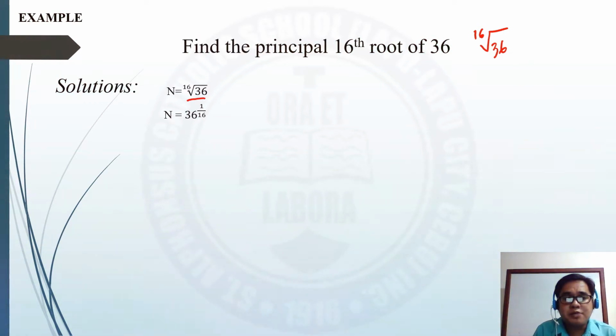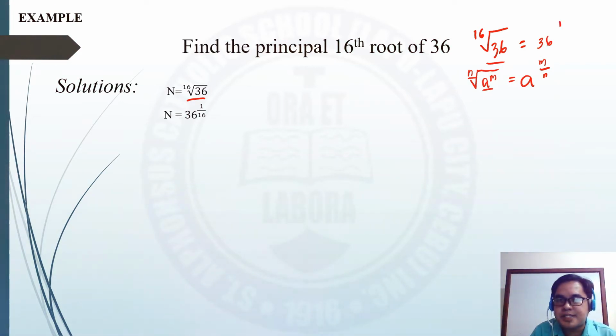What makes it 36 raised to 1 over 16? Because according to the definition of our radical expression, for every nth root of a raised to m, it is equal to a raised to m, which is the exponent of our radicand a, over n, which is the value of our index. So the exponential form of this 16th root of 36 is 36 raised to 1, which is the exponent of 36, over 16, which is the value of our index in our radical form. So that is why we have this.